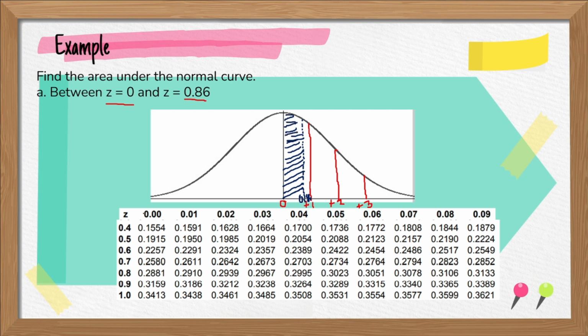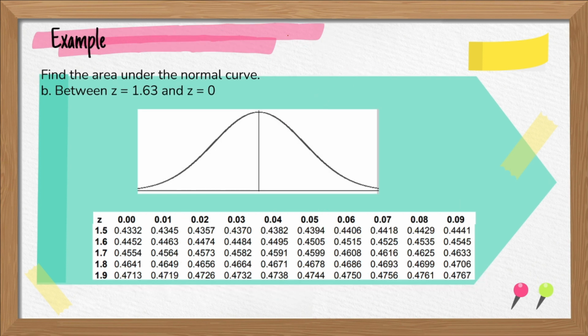Okay, 0.86. So we have 0.8 then 0.06. Ito. So kung ano yung katapat nila, which is 0.3051. Yan, ang katapat. So that means ang area nitong shaded part is 0.3051. So that is the area. Okay, let's proceed to example letter B.